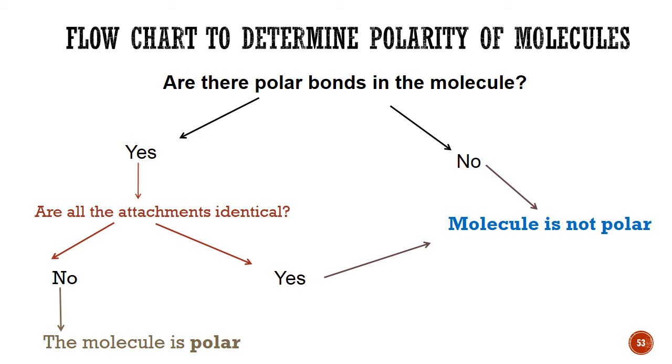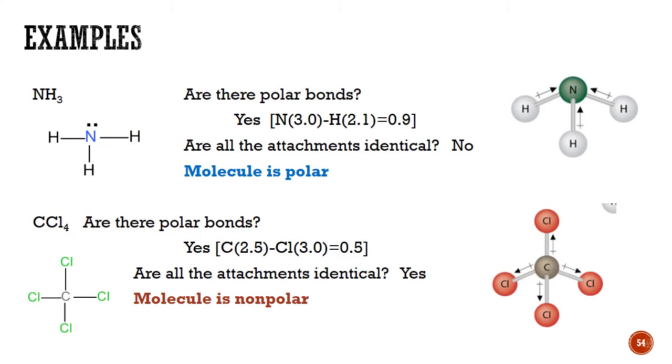So, are there polar bonds? Yes. Are all the attachments identical? If the answer is yes, then they cancel each other out and the molecule is still not polar. However, if they're not all identical, then the molecule is polar. So if you have a polar bond, almost always the molecule is polar. It's just if there's a symmetry, if all the bonds are the same exact bonds, then they can cancel each other out. So let's look at a few examples.